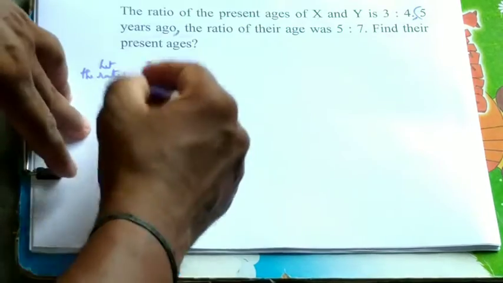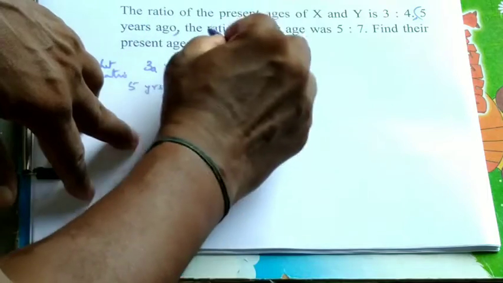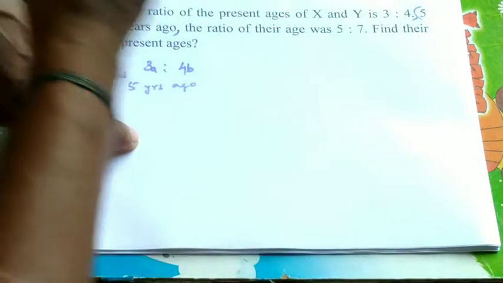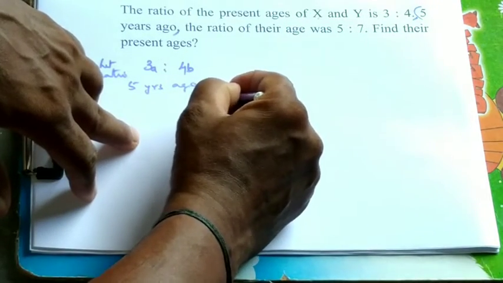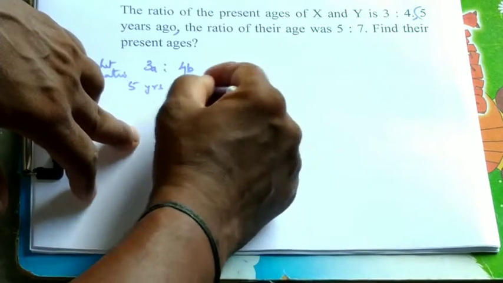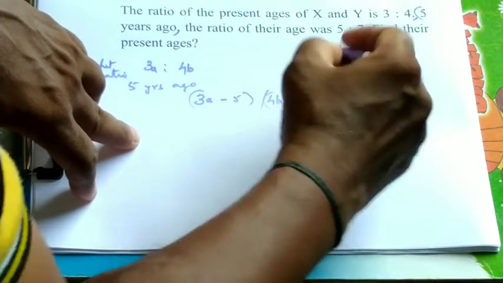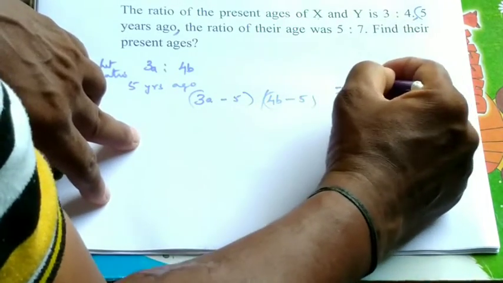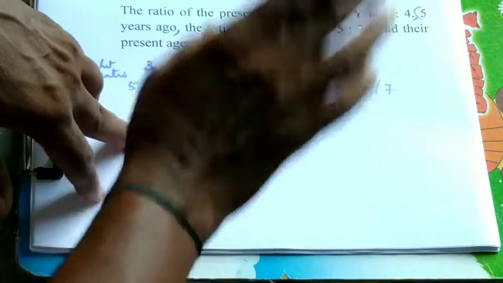5 years ago, what is happening in the changes? When it is 5 years ago, the ratio is changing. What way is it changing? The ratio of the ages becomes 5 is to 7, 5 years ago. So now 3a minus 5, 4b minus 5. The changes come equal to 5 is to 7. We are going to find the present age.